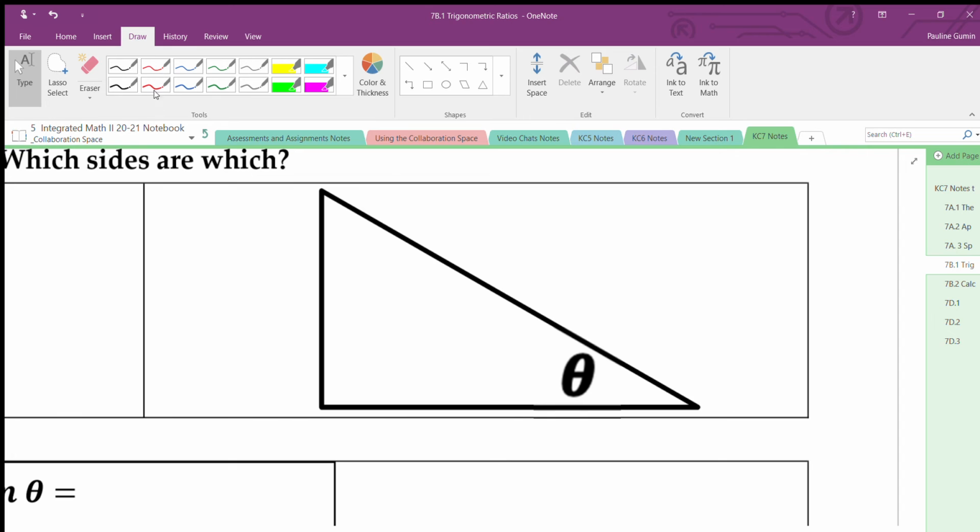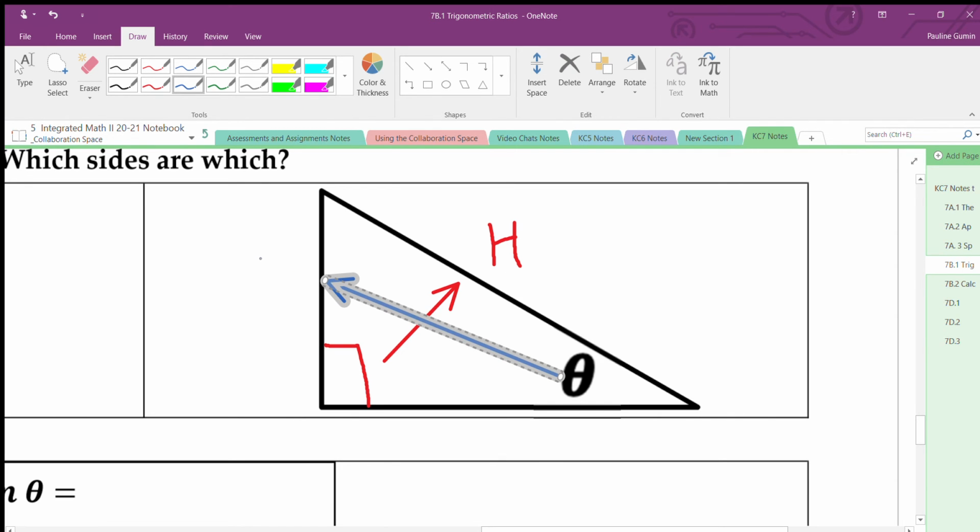Again, I want to draw in the right angle because that's just how I like to do things. That shows me right away, here's my hypotenuse. Okay. Next, I'm going to do my opposite side. So I put my finger on the theta and I go right across. That's opposite. So all I have really left over is adjacent.